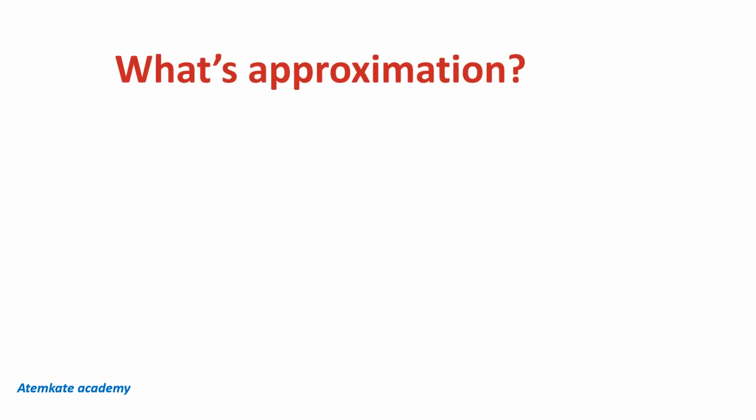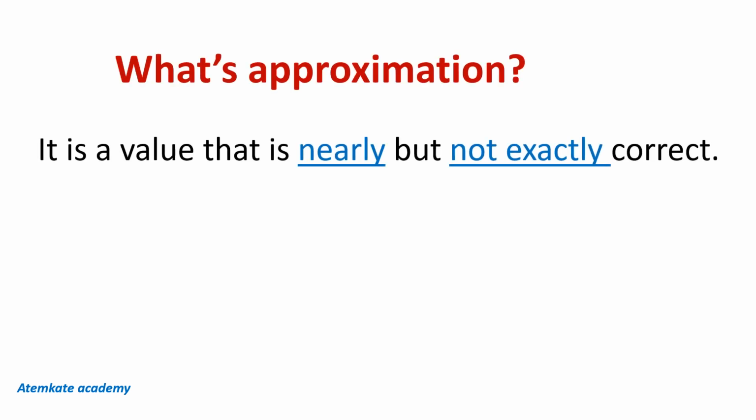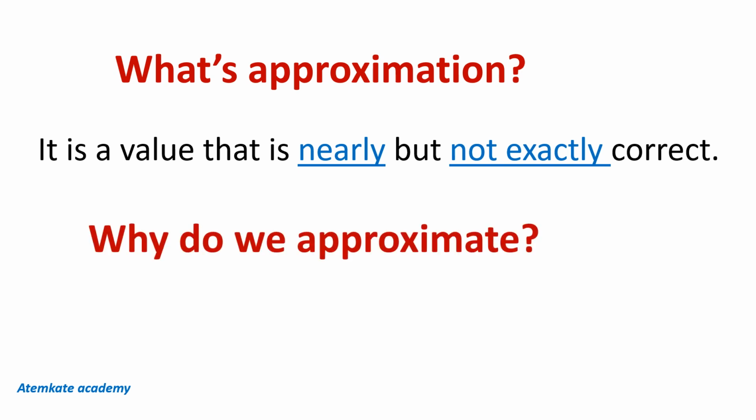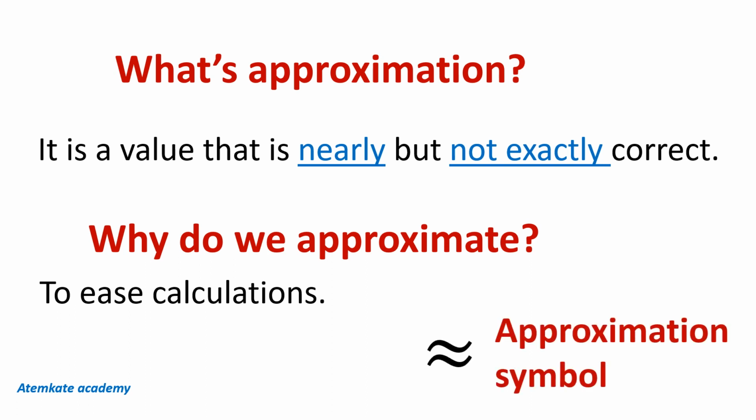Moving on to approximation. What's approximation? It is the value that is nearly but not exactly correct. I'd like us to take note of nearly and not exactly. If something is not exactly correct, then why do we use it? We use it because it helps to make our calculations easier. The mathematical symbol for approximation is this.